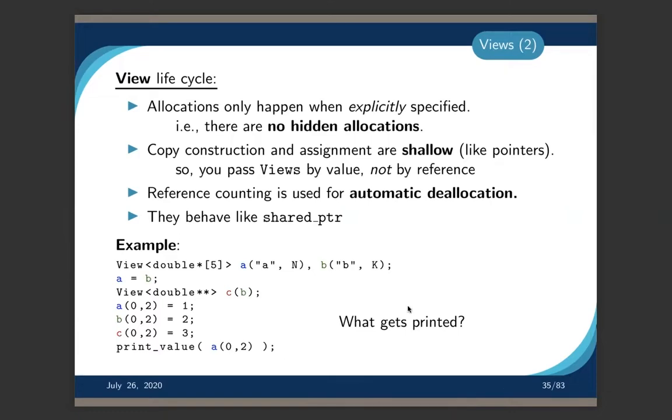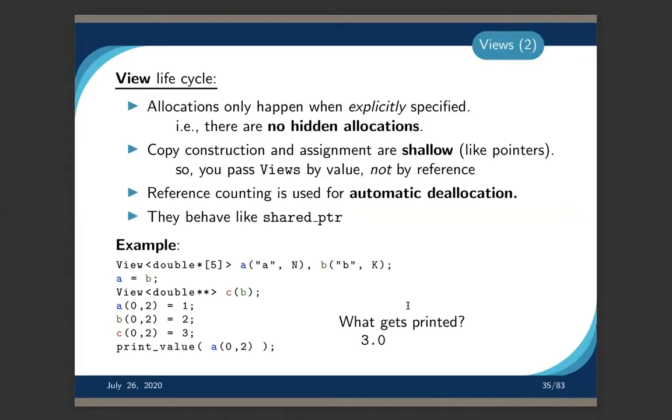So what does that mean? If you look at this little code, I'm creating a two-dimensional array with one runtime and one compile time dimension. I create two of these, then I assign B to A. Then I copy construct B into C. And now I assign to A02, B02, and C02 the values 1, 2, and 3 in sequence. What gets printed here? Any suggestions? Anybody want to hazard a guess? The answer is 3.